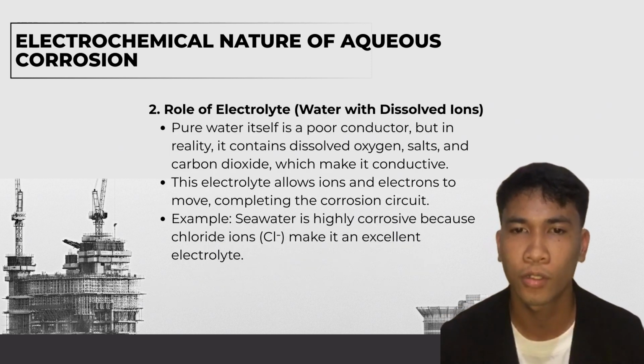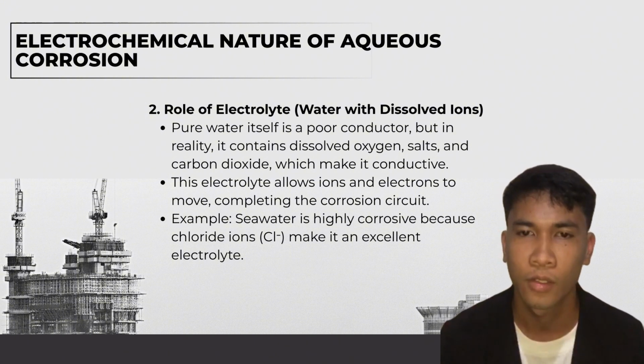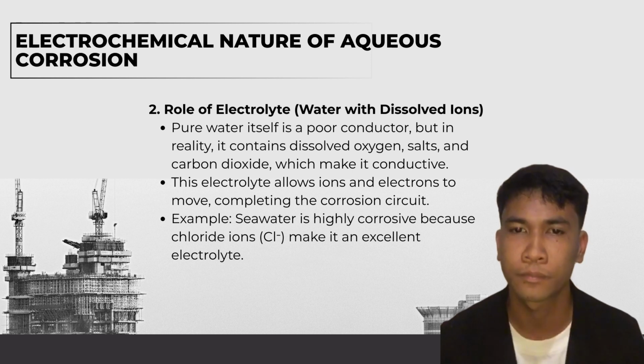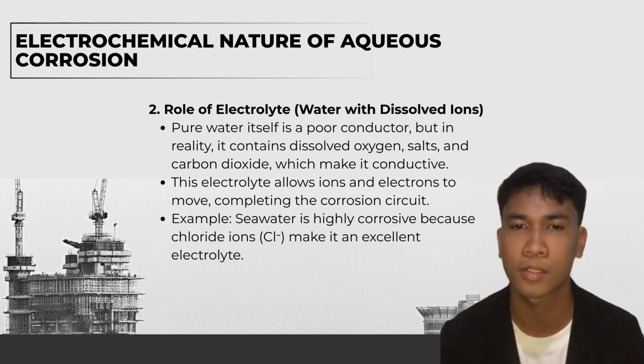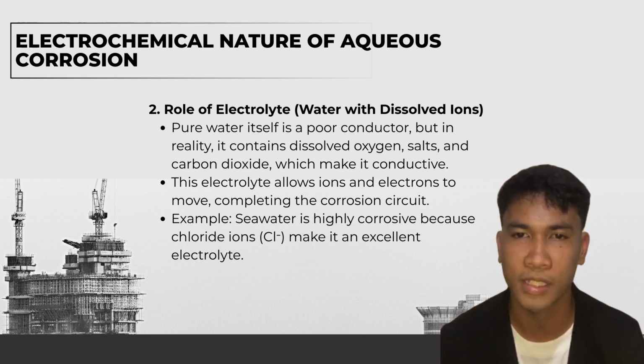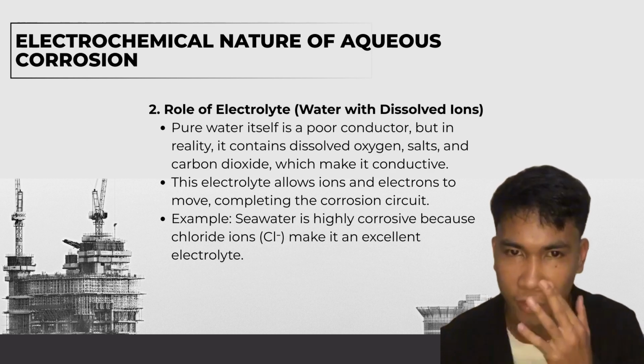Number 2, role of the electrolyte, or water with dissolved ions. Pure water itself is a poor conductor, but in reality it contains dissolved oxygen, salts, and carbon dioxide, which make it conductive. This electrolyte allows ions and electrons to move, completing the corrosion circuit. For example, seawater is highly corrosive because chloride ions, or Cl-, make it an excellent electrolyte.